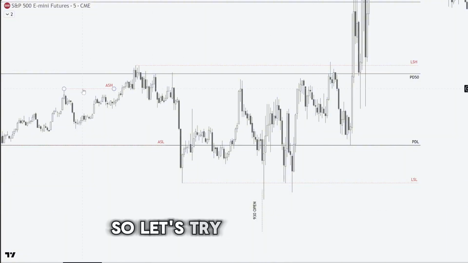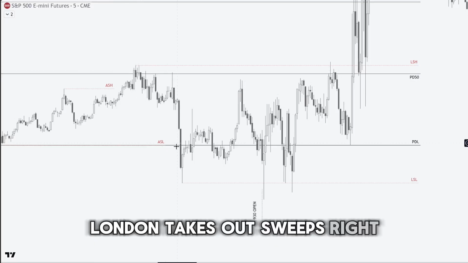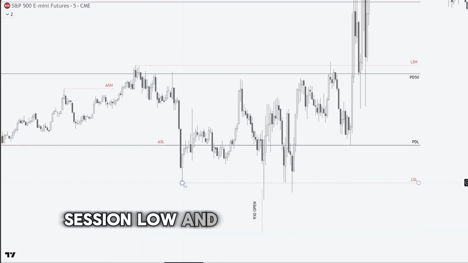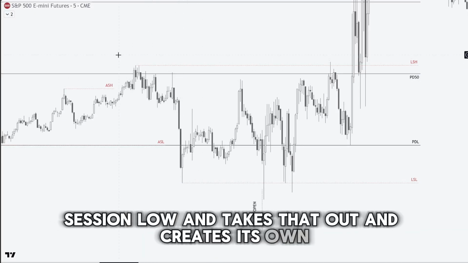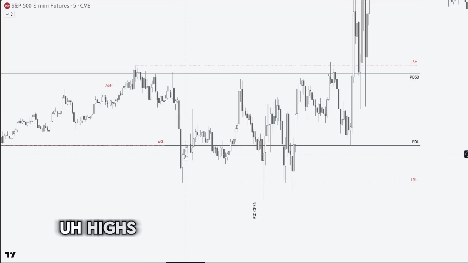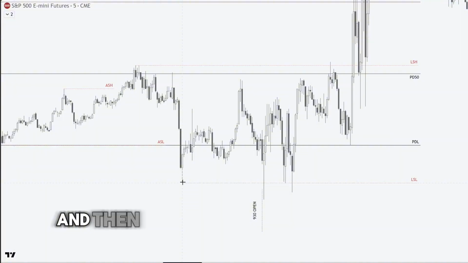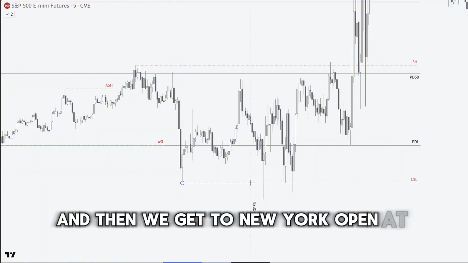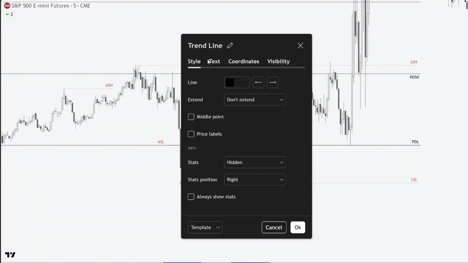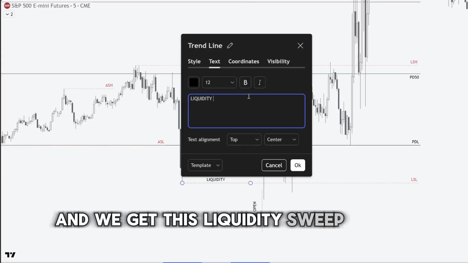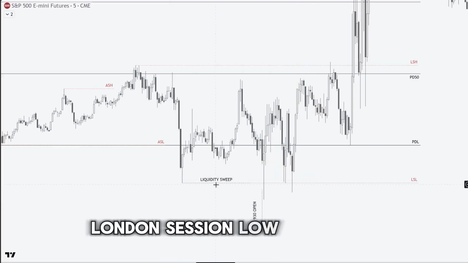So let's try. A session high, London takes out, sweeps, right, and then it goes taking session low and takes that out and creates its own highs and lows and liquidity there. And then we get to New York Open and 9:30 comes and we get this liquidity sweep of the London session low right here.